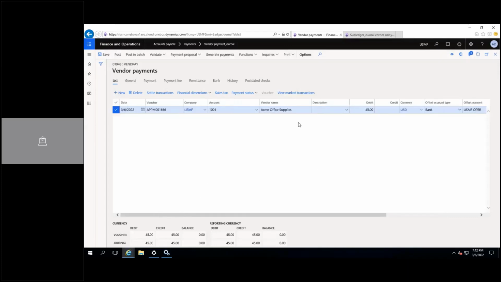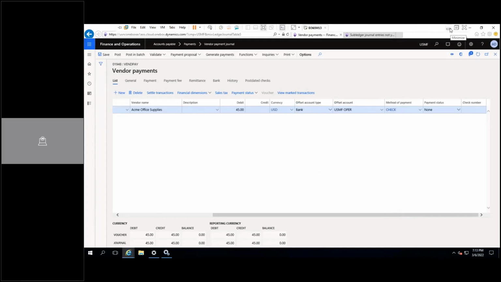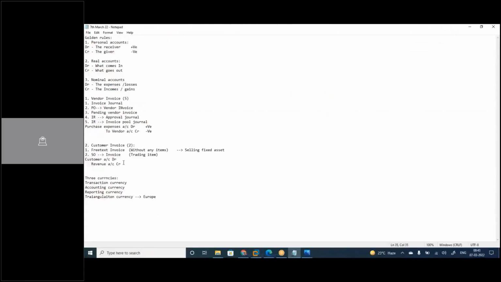Fine. Now, if you are doing vendor payment, the bank is selected as offset account. Now let me discuss vendor payment. We understood vendor invoice last Friday. Now we are learning vendor payment. While doing vendor payment, our cash or bank balance will be decreased. Agree with me? If you are doing bank payment, your bank balance is decreased.